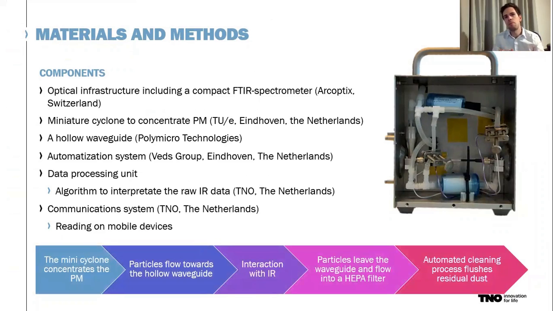The working principle can be summarized as follows. The cyclone samples the environment air and concentrates the PM. These particles then flow from the bottom of the cyclone to the hollow waveguide, where they interact with the infrared light of the spectrometer. Then the particles leave the waveguide at the other end and get trapped in a HEPA filter. The full system is automated to facilitate the cleaning of residual particles by flushing the hollow waveguide with higher flow rates.